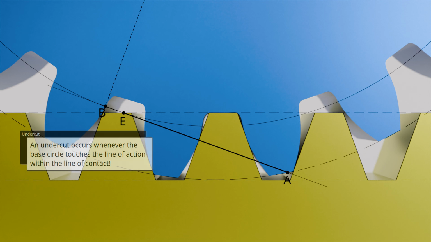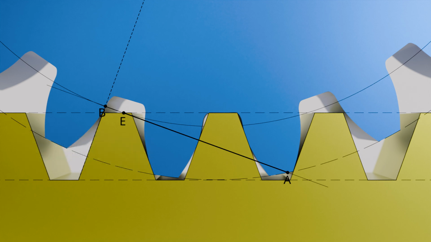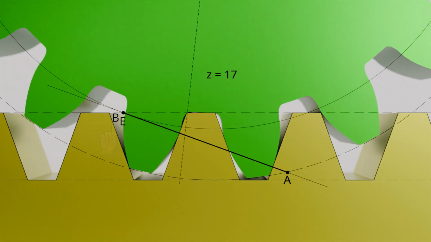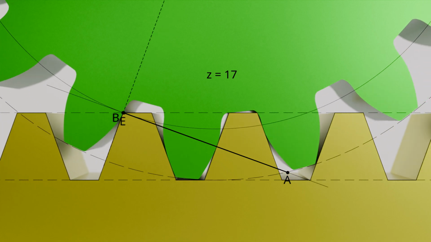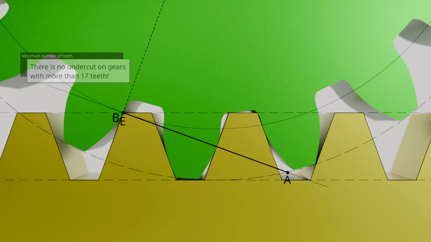For the limiting case in which the teeth of a gear are not yet undercut, the start of the undercut at point B coincides with the end of meshing E. As the animation shows, this is approximately the case for a gear wheel with 17 teeth. So note: there is no undercut on gears with more than 17 teeth. This minimum of 17 teeth is independent of the module and therefore applies to any tooth size. This will be shown mathematically in the following.